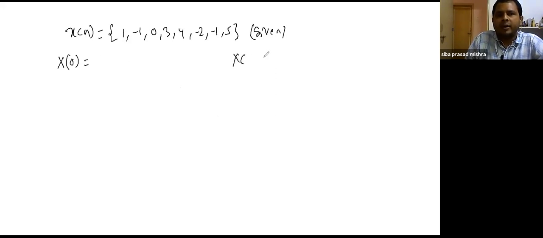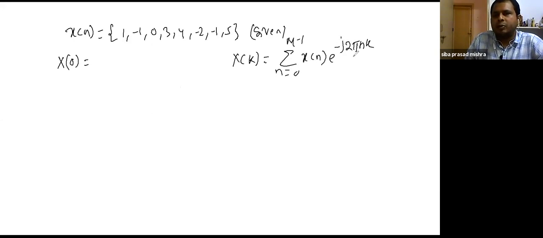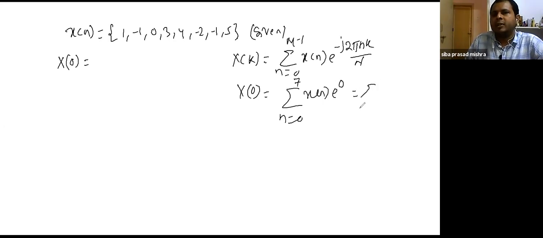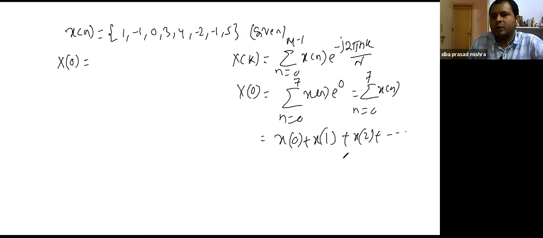Simple. X[k] equals summation of n from 0 to N minus 1 of x[n] e to the power minus j 2 pi nk by N. What is my question? X[0], simply put k equals 0. The summation of n from 0 to 7 of x[n] e to the power 0, which is 1. The summation of n from 0 to 7 of x[n]. Simply add all these values. Yes or not? Because 0 to 7 of x[n] means x[0] plus x[1] plus x[2] up to x[7]. So add all the sample values.